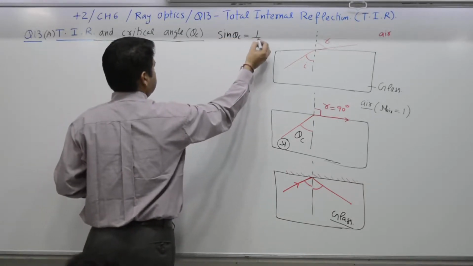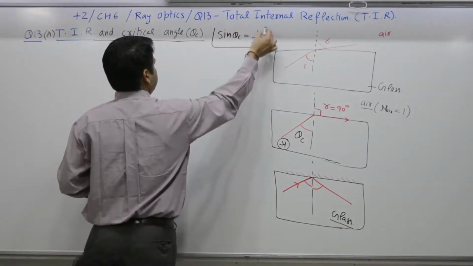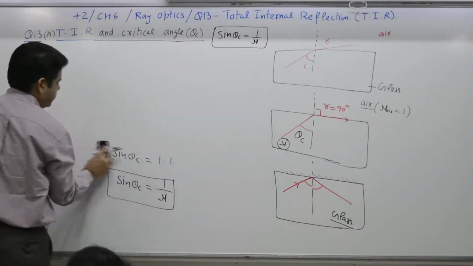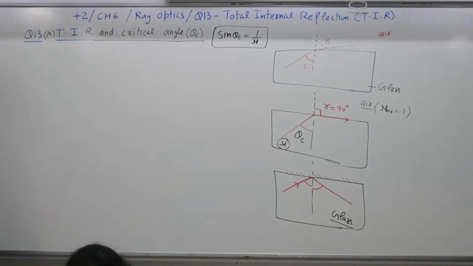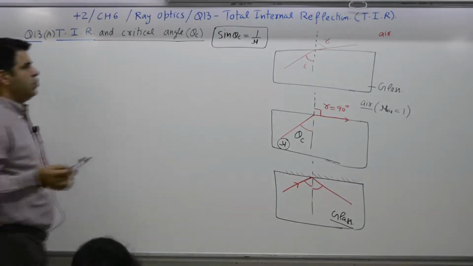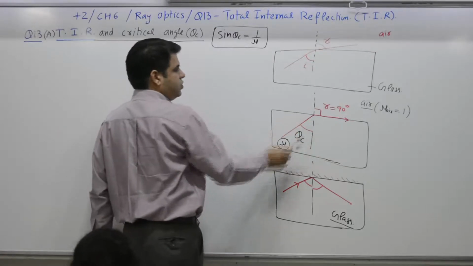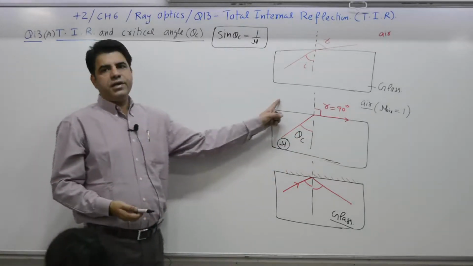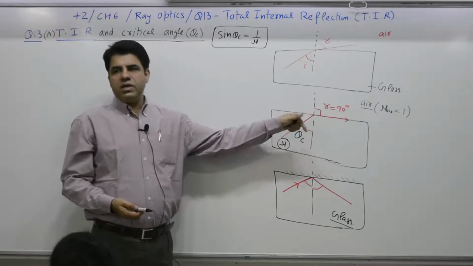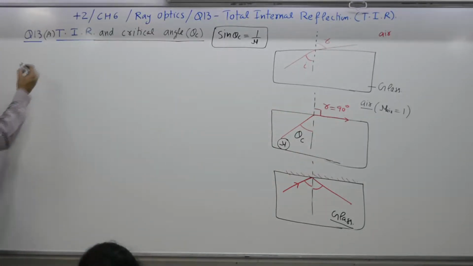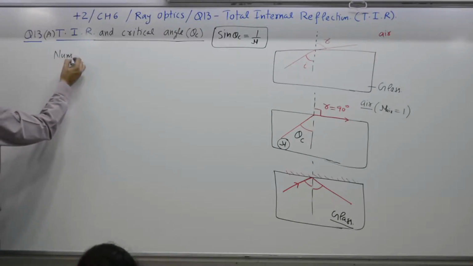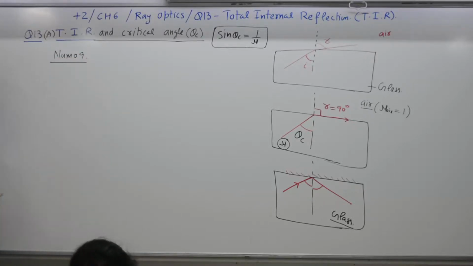Sin theta critical is equal to 1 by nu. Nu means nu relative. Here nu of glass with respect to air. Nu of air is 1. That is why we are writing for nu only. Numerical number 9. You can just write it as one line only. Need not open the book.